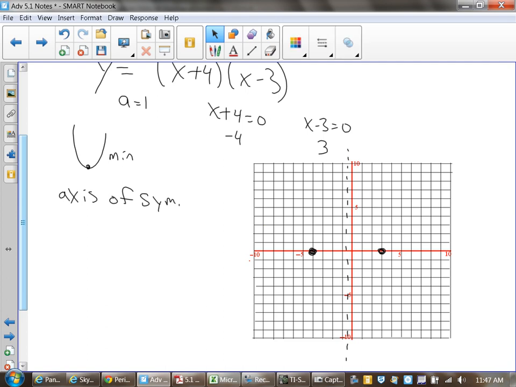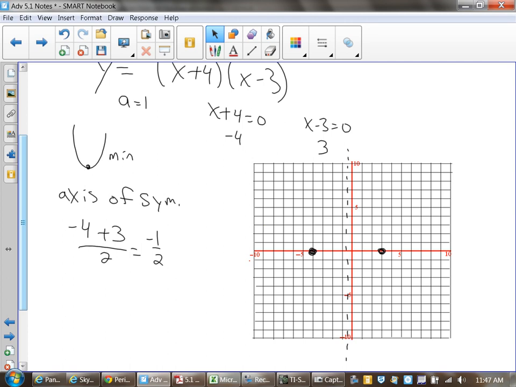Once again, find your axis of symmetry when you are in intercept form. You take your zeros, negative 4 and 3, add the zeros together and divide by 2. It's the halfway point of them. They're equidistant. Okay? Yes, ma'am?